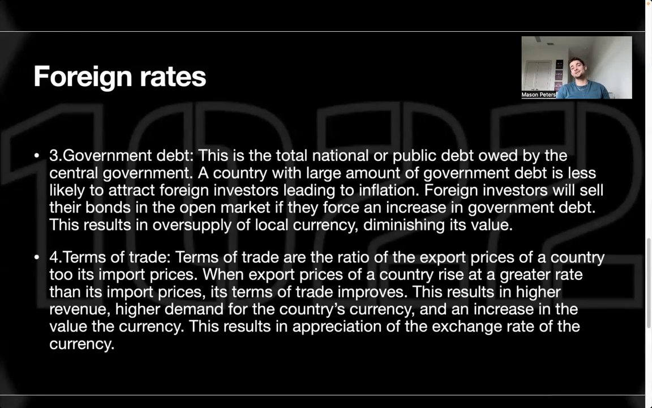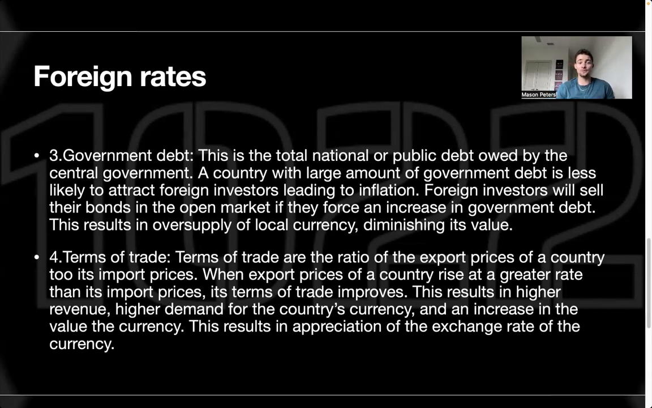However, the US is in a substantial amount of debt, but we are still leading the market in the share of our currency. If you were to take Japan, though, Japan is a small nation and their debt is not nearly as large, but they're still in debt, but their currency is less attractive to foreign investors, okay? Because they're not willing to pay back their debt, okay? So foreign investors will sell their bonds on the open market if they force an increase in government debt.